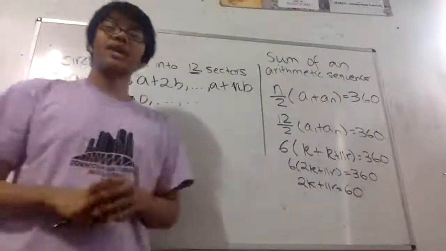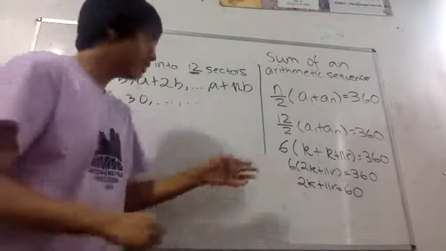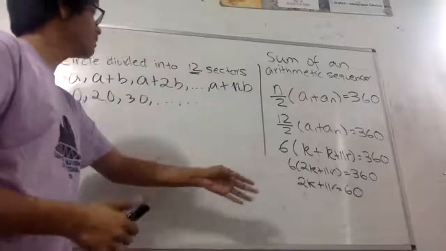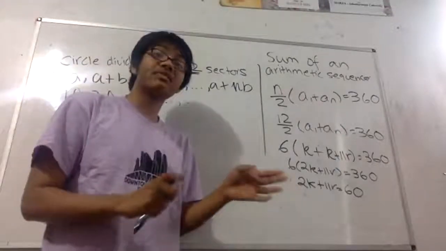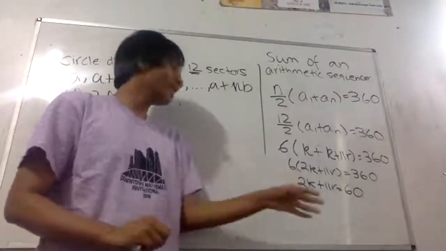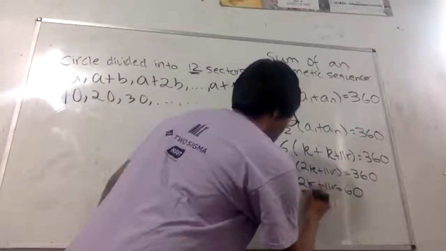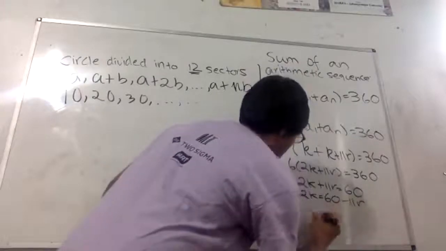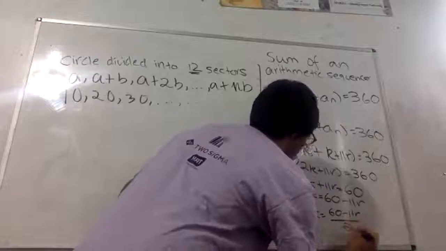Now, what are we actually solving for here? We're solving for the value of k. So to do so, we have to isolate k. Why are we solving for k, you may ask? Well, we want to know the measure of the smallest sector in our circle, and the smallest sector will have a value of k. So let's go and do that. So we have 2k equals 60 minus 11r. So k is equal to 60 minus 11r over 2.